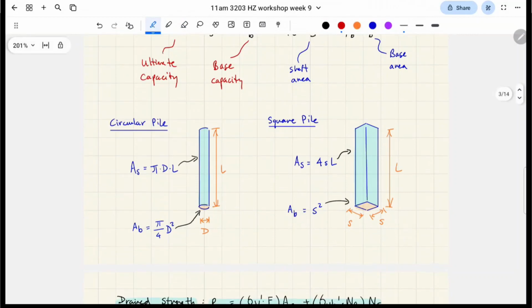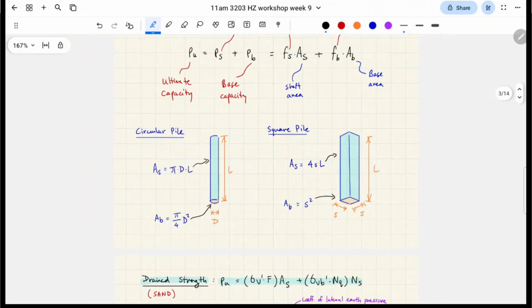Okay, and for a square pile, the area of the shaft is going to be the perimeter, right? Perimeter, S, S, S, that's 4 S's, right? So 4 S's multiplied upwards by the length. That's it for the area of the shaft, right? And then for our base area, that's S squared, the area of a square. Okay, so pretty sure, right?